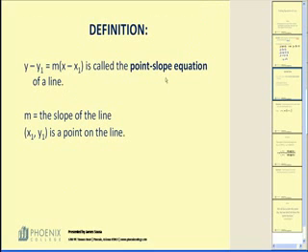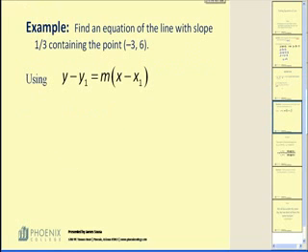Let's go ahead and take a look at the definition of point-slope equation of a line. y minus y1 is equal to m times the quantity x minus x1, where m is the slope of the line and x1, y1 represents a point on that line. And in fact, it can be any point on that line. Let's use this to solve a similar problem.